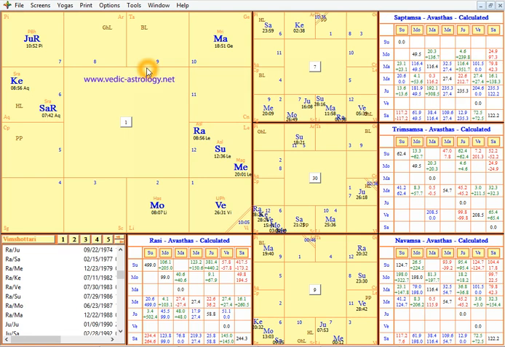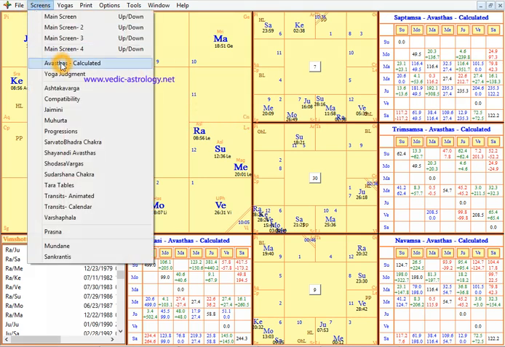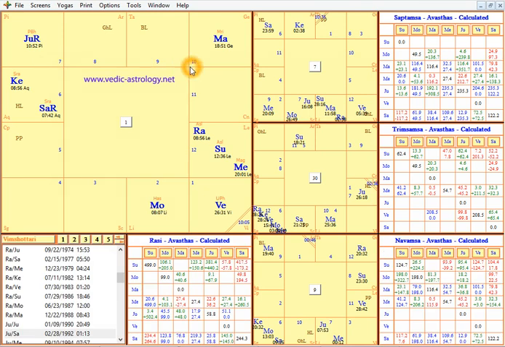Okay, another thing we've done, I've got a screen here, it's called Avashtas Calculated. And what this screen does, it takes the strength of Shadbala combined with all the Avashtas or planetary conditions, such as, what are they? The Deeptati Avashtas, the Jagratati Avashtas, and the Lajitati Avashtas, all of which give proportions of strength.